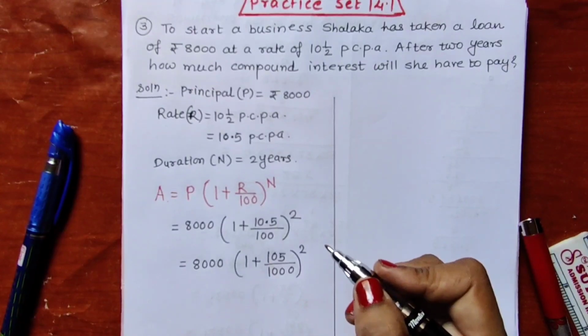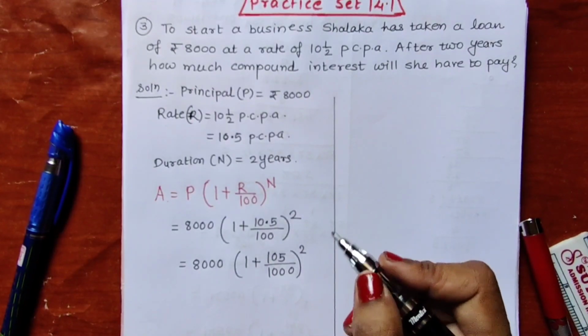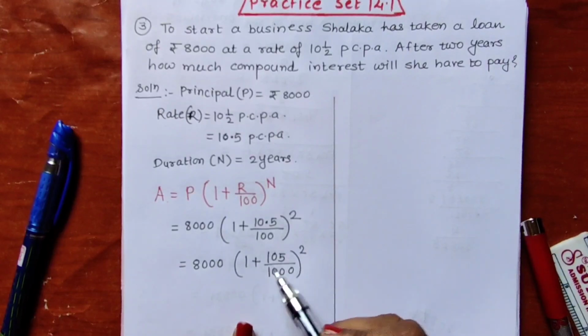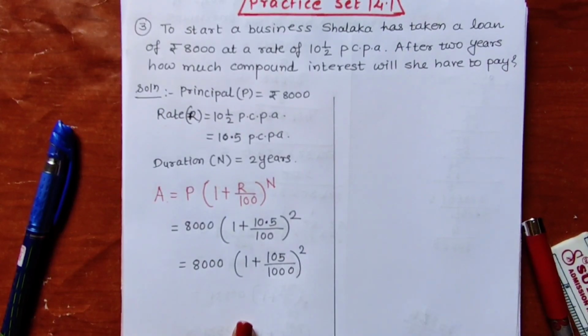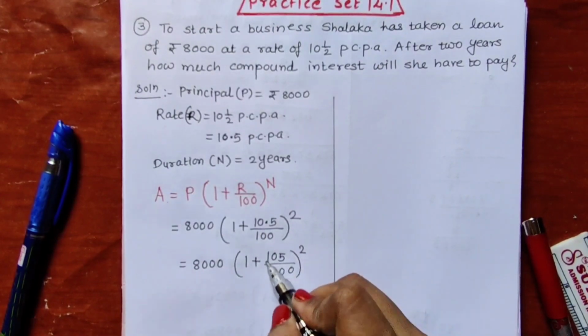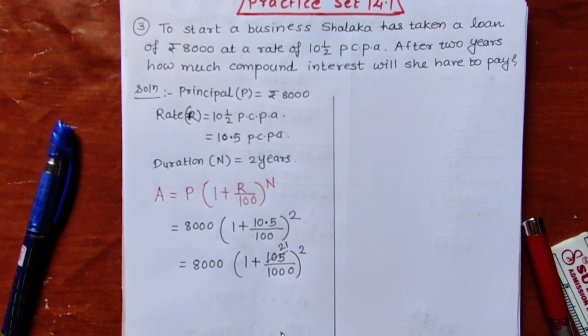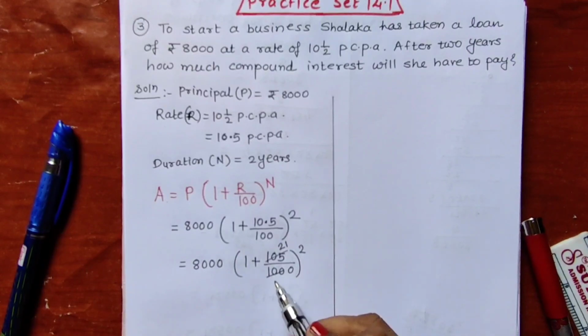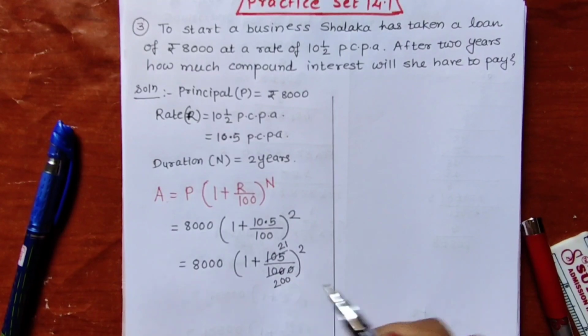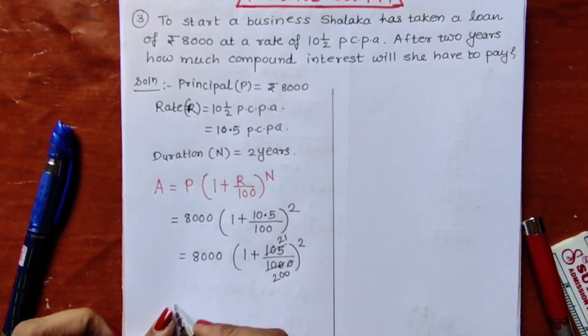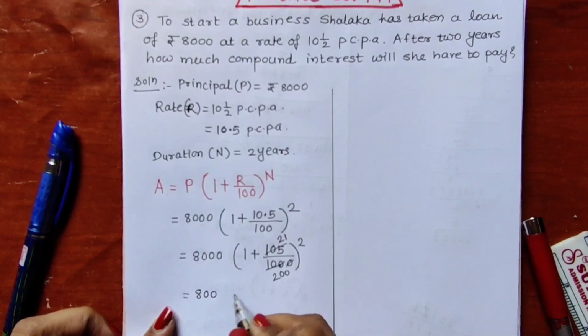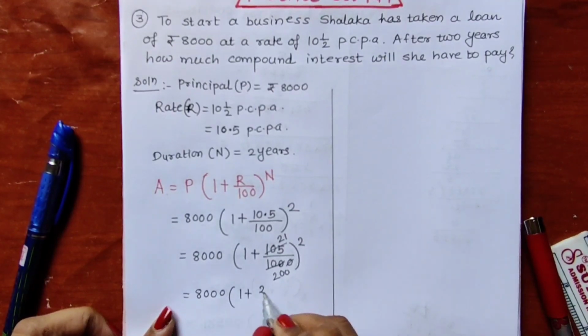Upon 2. Now we can cancel this by 5, or by 15 also we can cancel it. Let us cancel it by 5. 5 2s are 10, 5 1s are 5. 21 we will get in the numerator. Now let us see what we will get in the denominator. 5 2s are 10, 5 zeros are 0, 5 zeros are 0. 200 we are getting in the denominator. So we write here 8000 into 1 plus 21 upon 200 raised to 2.